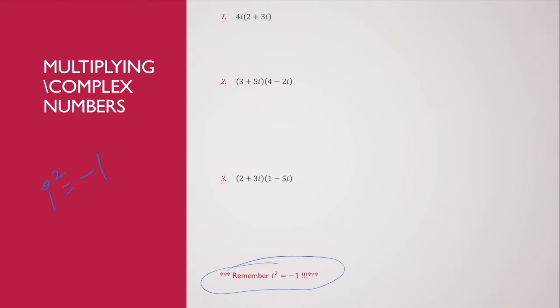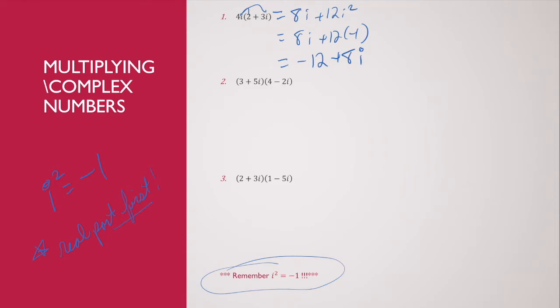Okay, so 4i times 2 is 8i. 4i times 3i is 12i squared. So that gives me 8i plus 12 times negative 1, which is negative 12 plus 8i. And we do want to write the real part first. Another key takeaway: you write the real part first.